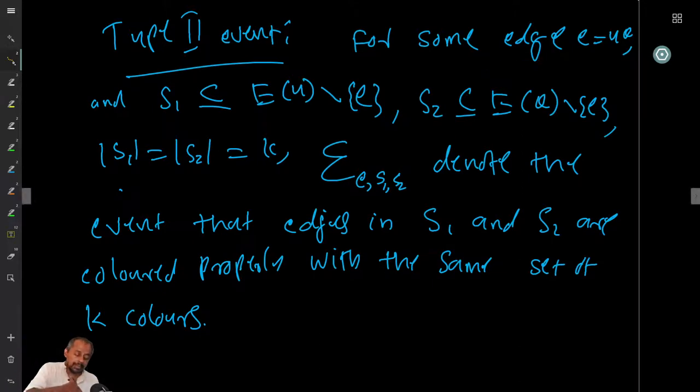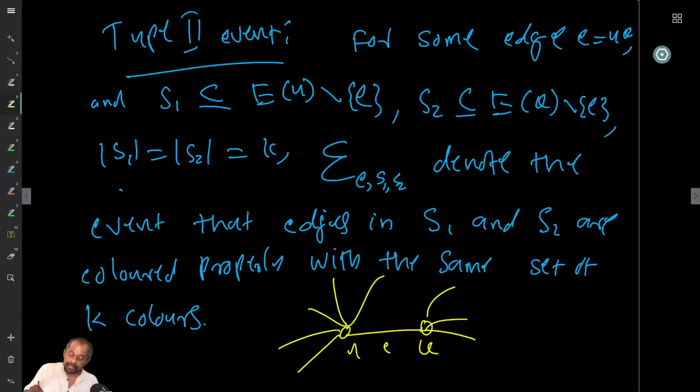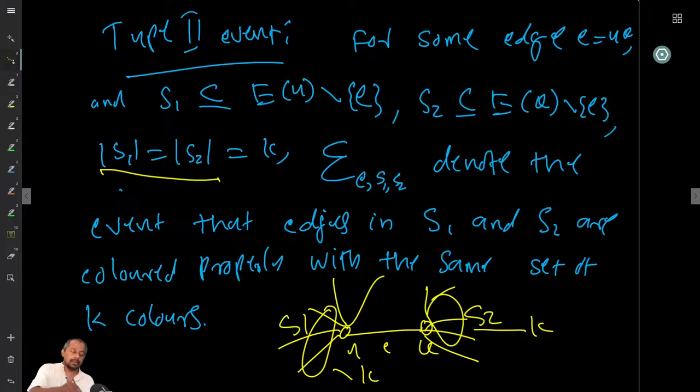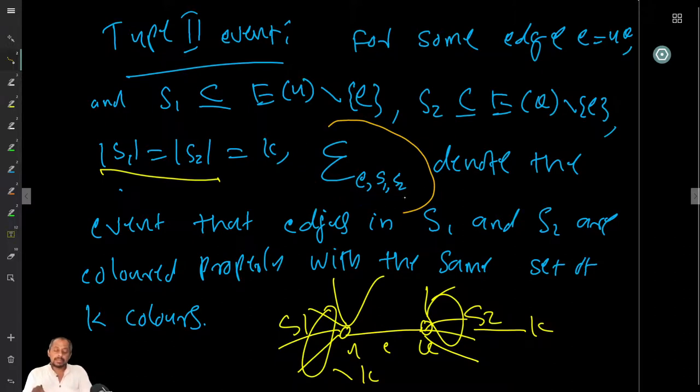So what I am saying is that you have this UV, which is the edge E, and then I am looking at some subset S1 of these edges, and some subset S2 of these edges. Of course, neither includes E, and the cardinality of S1 and the cardinality of S2 are both equal to K. So there are K edges here and K edges here. The bad event E, S1, S2 says that the edges in S1 and the edges in S2 are all colored with the same set of K colors.